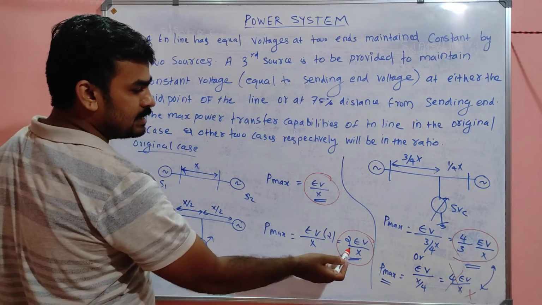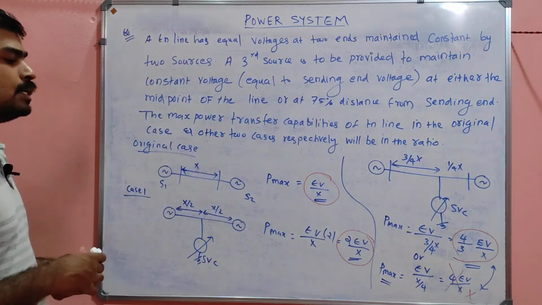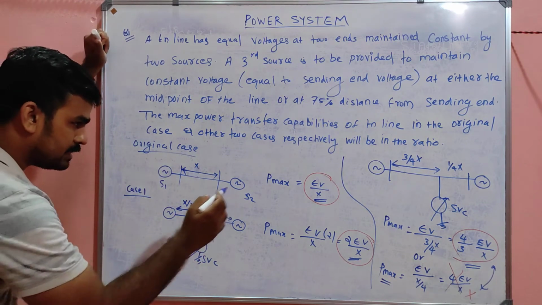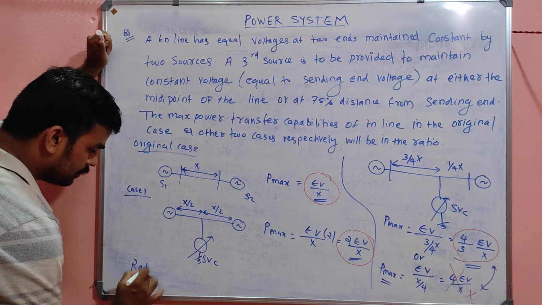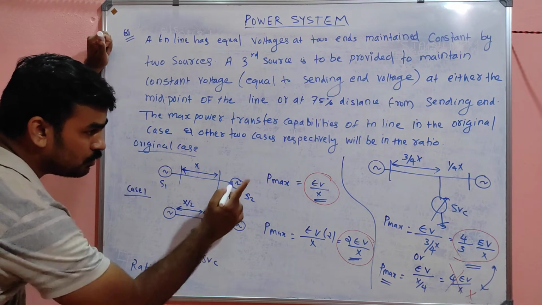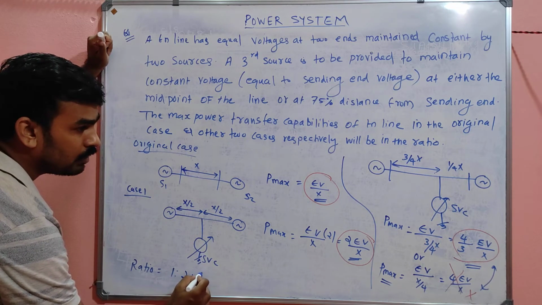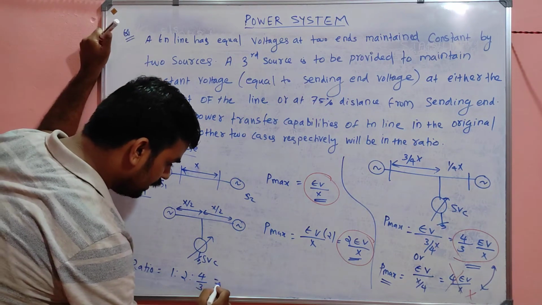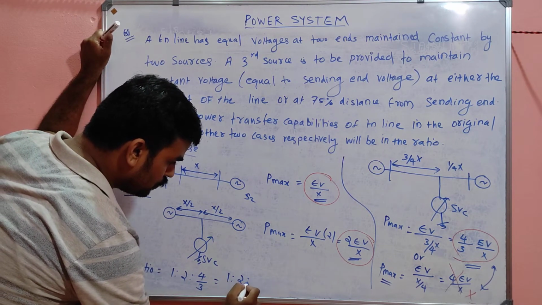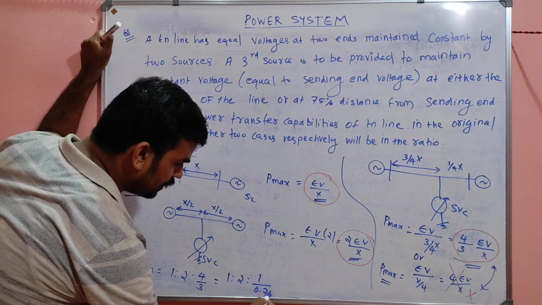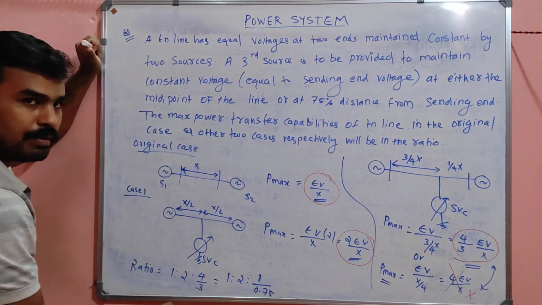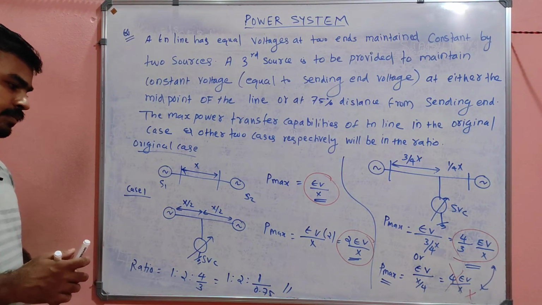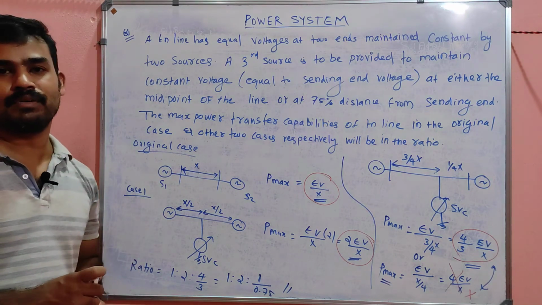So this is the original case, this is the midpoint case, and this is the 3 by 4 case. What will be the ratio now? The ratio equals 1 is to 2 is to 4/3. Or simply 1 is to 2 is to 1 by 0.75, since 4/3 means 1 by 3/4. Either way you can take the answer. So this is the final answer for the question. Thank you.